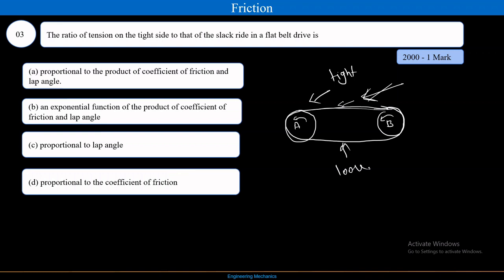The ratio of the tight side to the other slack side in the flat belt. Let me say this is my tight side. So in the tight side I am having some sort of tension, and let's say this is my tension T1 and this is my tension T2. The tension formula is nothing but T1 by T2, which is equal to e power mu theta. Theta is nothing but the lap angle and mu is the coefficient of friction.